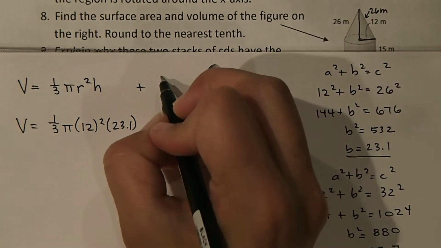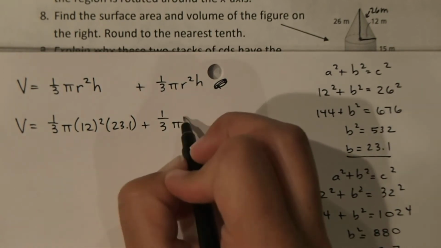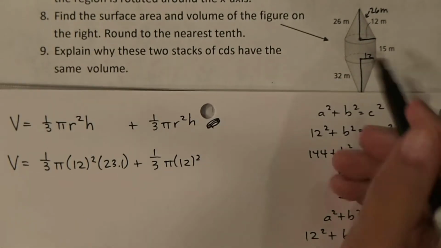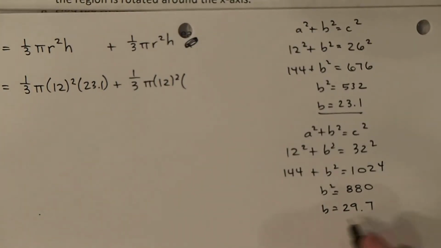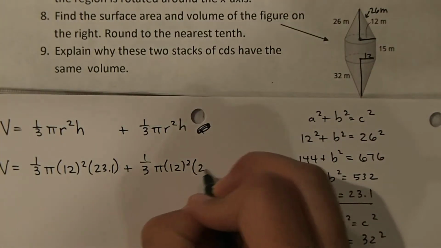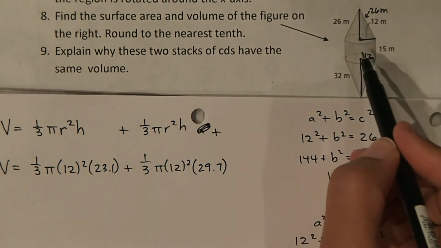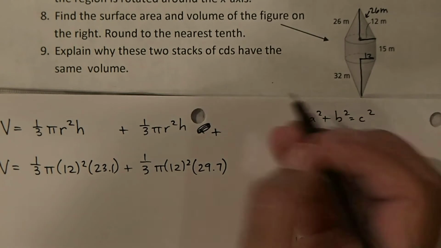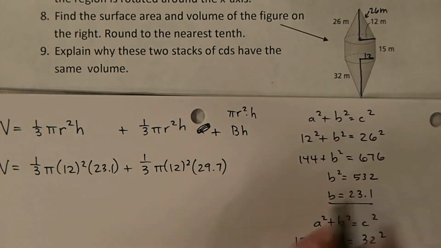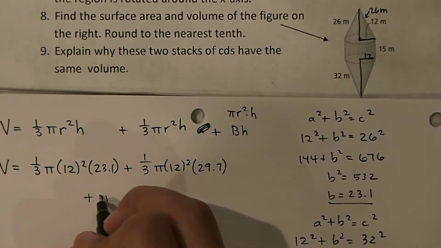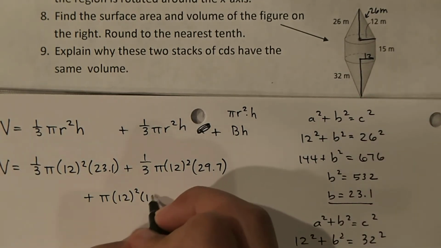So now let's go ahead and add the other cone here, another 1/3 pi r squared h. So the radius has remained 12. That hasn't changed here for this cone. The height is now our new calculated one of 29.7 for this second cone. Then finally we're going to add the volume of the cylinder here in the middle. The formula for volume of a cylinder is area of the base times height, or pi r squared times height. So plus pi radius squared, and we know the height of the cylinder is 15.